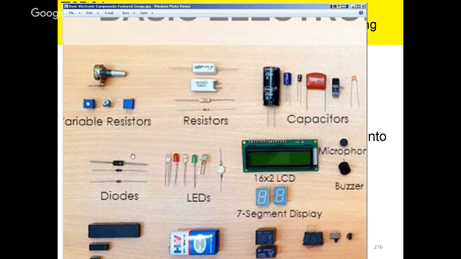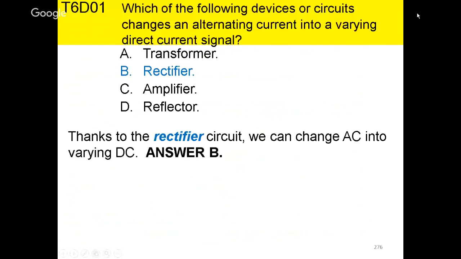That's what a diode looks like right there in real life. Those are all diodes right there, or rectifiers. They rectify AC and change it into DC or a pulsing DC.